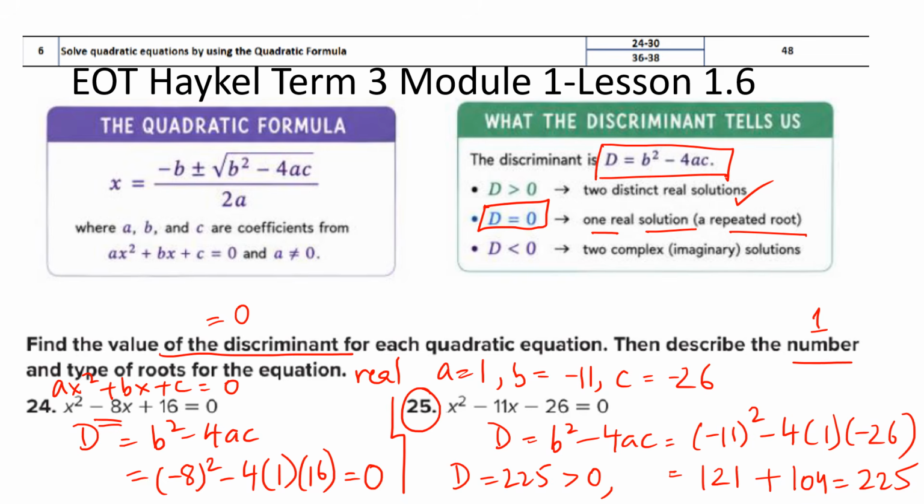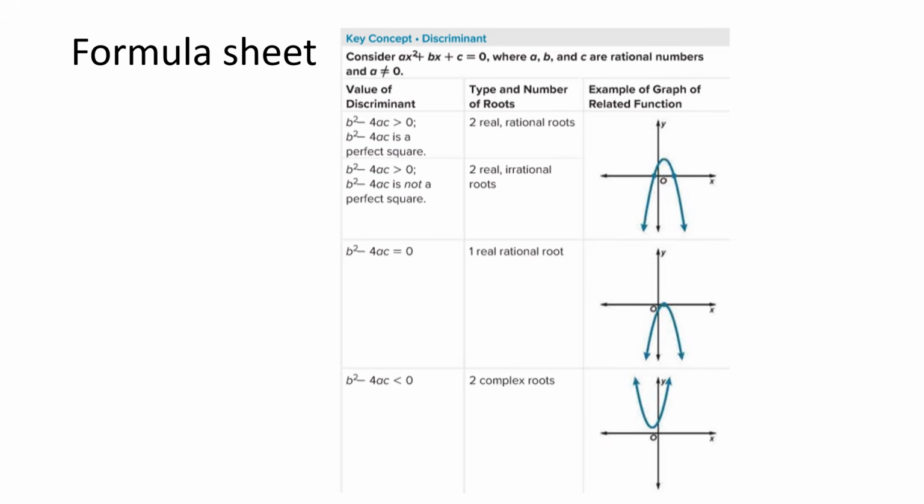So the number of roots will be 2, and the nature of the roots, the type of root, is real. This is a formula sheet that I have pasted from your book. You are expected to learn these formulas. It will help you for solving the questions correctly.